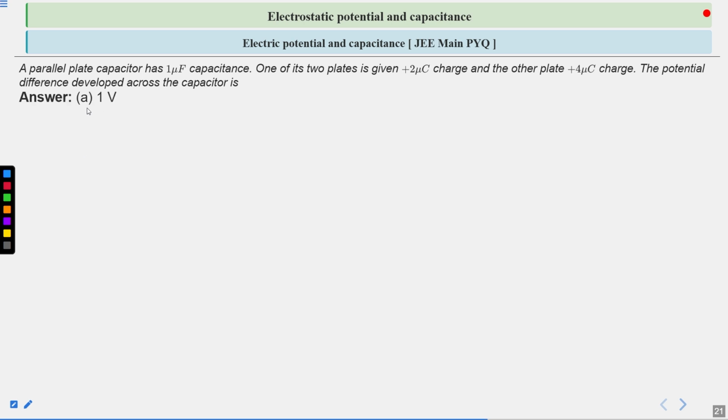So the answer is option A, 1 volt. Let's see the solution. Potential difference between the plates, V1 minus V2. This is the potential difference.